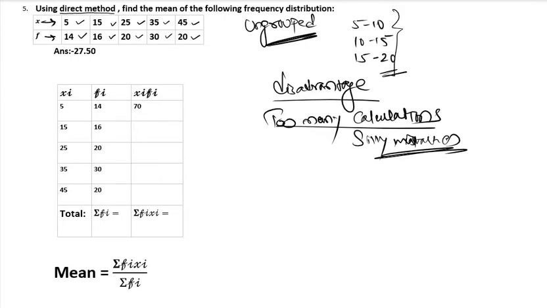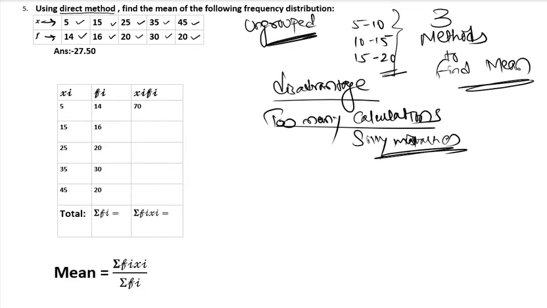In direct method, first understand the layout of the table over here. This layout of the table is very, very important. It is going to change with the method. There are total three methods to find mean. First one is direct method, which we are going to use in this question.